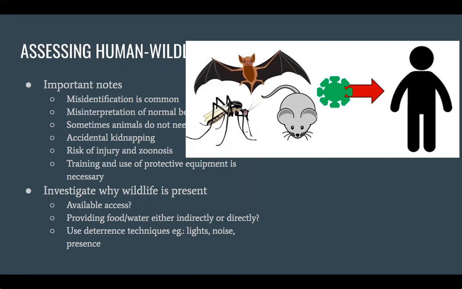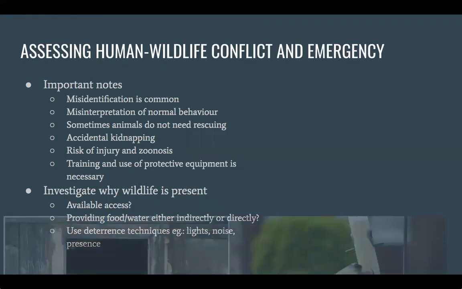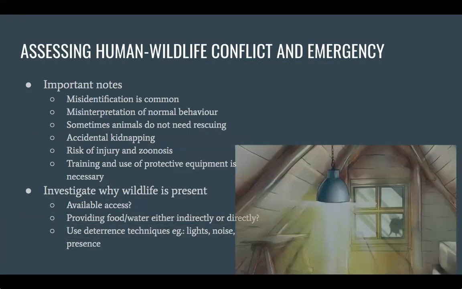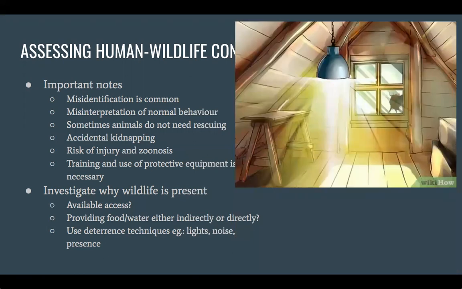And then investigate why the wildlife is present. Is there available access? Is there food or water being provided, either directly or indirectly? These are the things we look out for when there is a human wildlife conflict, right? And to avoid these things or to mitigate the conflicts, we could use deterrence techniques rather than killing the animal or relocating it.